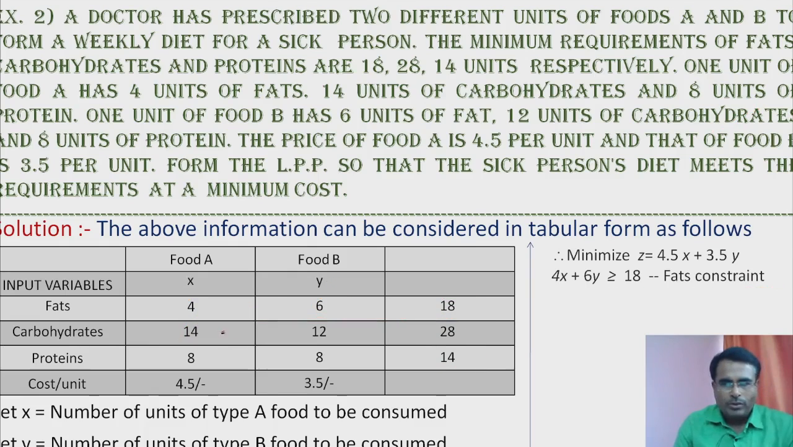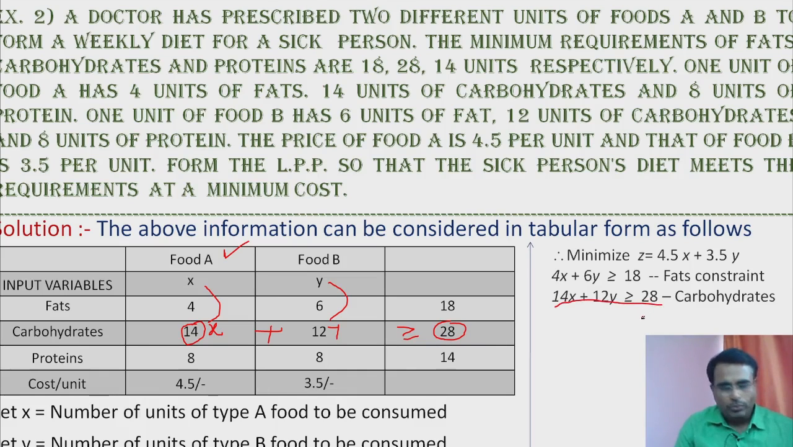Here we observe that 1 unit of food A contains 14 units of carbohydrates. Therefore, x units of food A contain 14x units of carbohydrates. Similarly, y units of food B contain 12y units of carbohydrates. So, total carbohydrates equal 14x plus 12y, and the minimum requirement is 28. So, that should be greater than or equal to 28. Hence, the carbohydrate constraint is 14x plus 12y greater than or equal to 28.